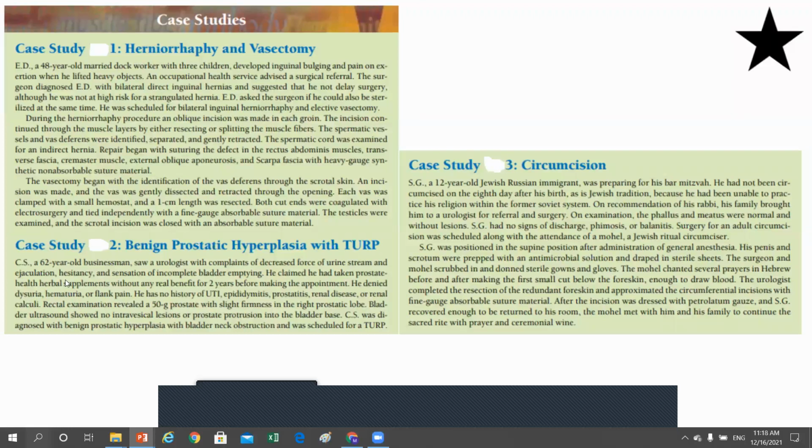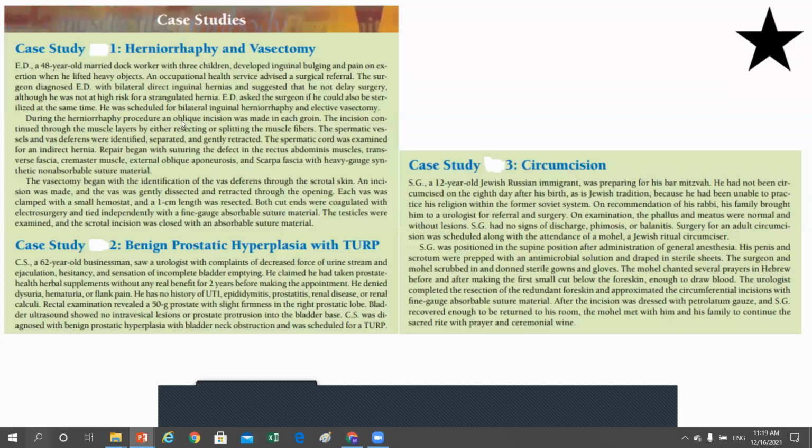The surgeon diagnosed ED with bilateral direct inguinal hernia. Please look at the words. We will not describe all this, but we know that the hernia is there. A normal structure has come out, protruded out. It has come in the inguinal region. So when we study more, we will know that bilateral means on both sides. So on the right side and left side, he has herniation of a normal structure which has protruded out. And what is suggested is not to delay surgery. So it will be pushed back.